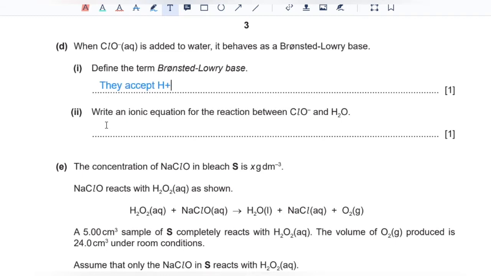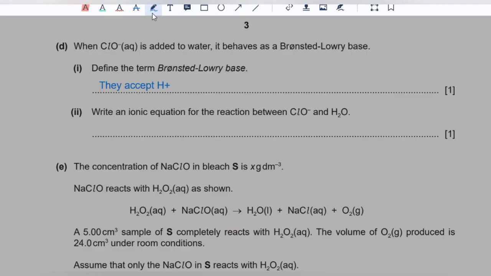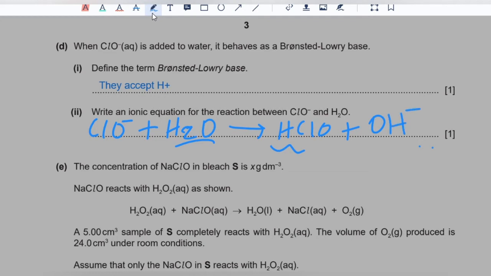2. Write an ionic equation for the reaction between chlorate and water. Alright, so we know that chlorate is going to act as a base. So it's going to accept a hydrogen ion, which means it's going to form the hydrogen chlorate compound. And so the negative charge of the chlorate ion disappears in the product, and this hydrogen ion had to have come from the water molecule, which is why you're now left with hydroxide ion instead of water molecule.